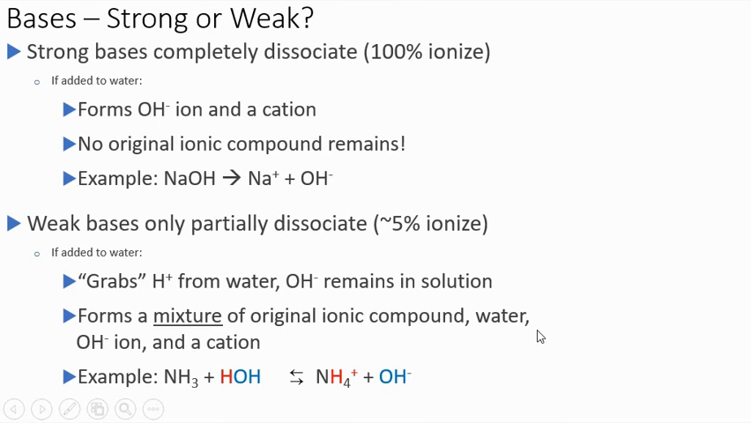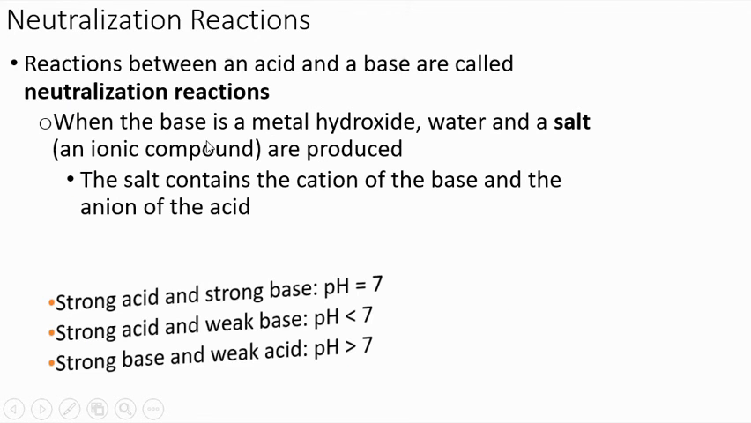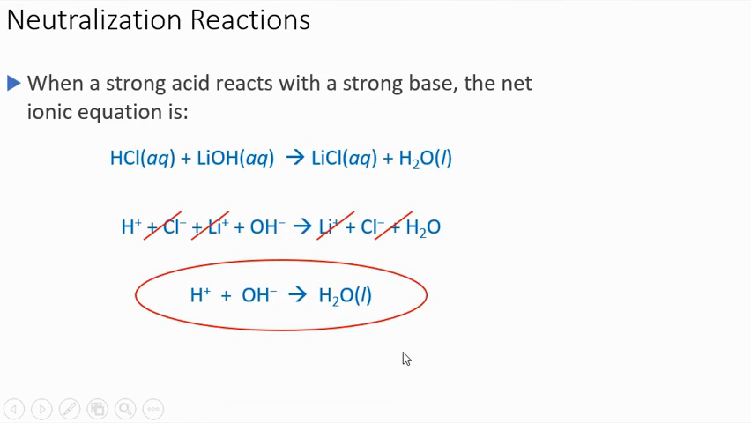Strong bases, same idea: 100% disassociation with these. Weak bases, very little. Neutralization reactions: we can put an acid and a base together, and they're going to create a salt and water. Strong acid, strong base, you'll end up with a pH of 7. Strong acid, weak base is going to be a pH less than 7, and a strong base and a weak acid will be a pH greater than 7.